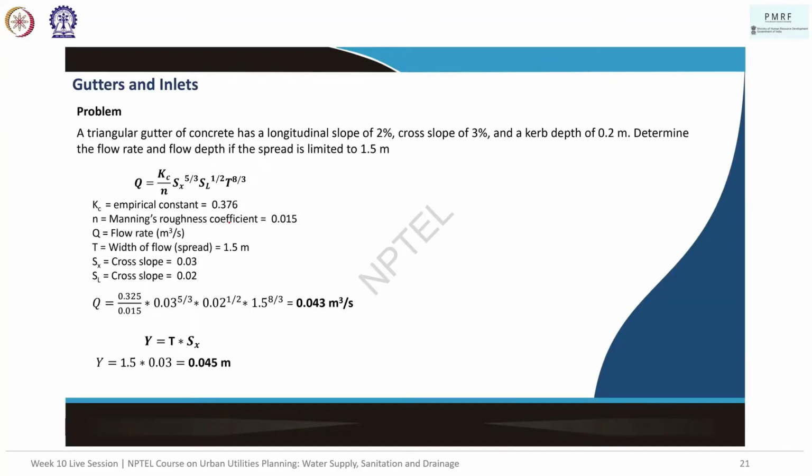But this was brought up in the discussion forum. This is the problem that was worked out in the lecture, right? And if you notice here, the empirical constant has been given as 0.376, but they have taken the wrong value in the equation itself. So this is wrong actually. This has changed the final value also. The value should be around 0.0303 meter cube per second. So please make note of this also.